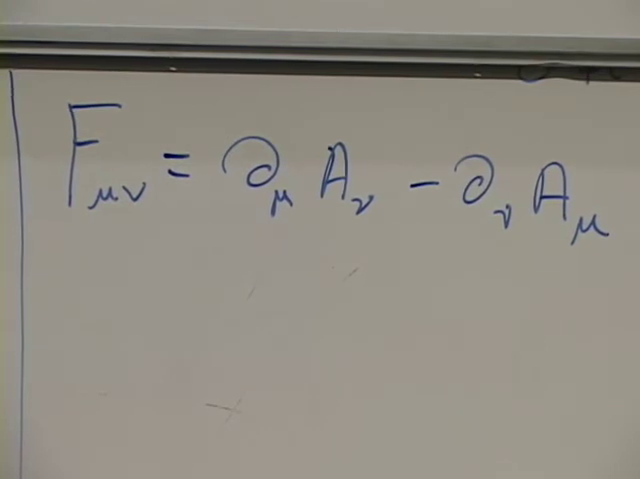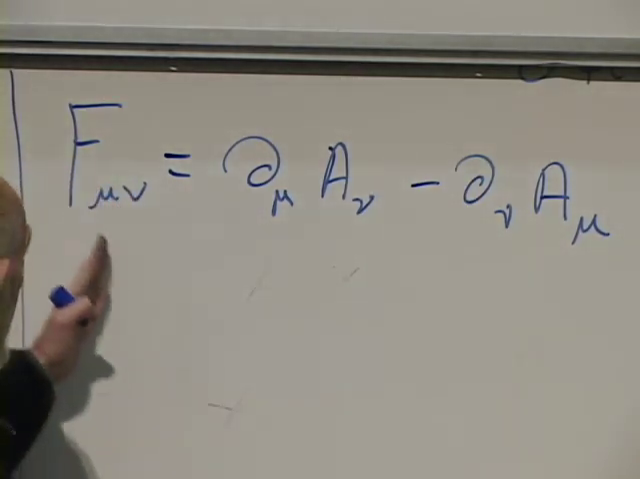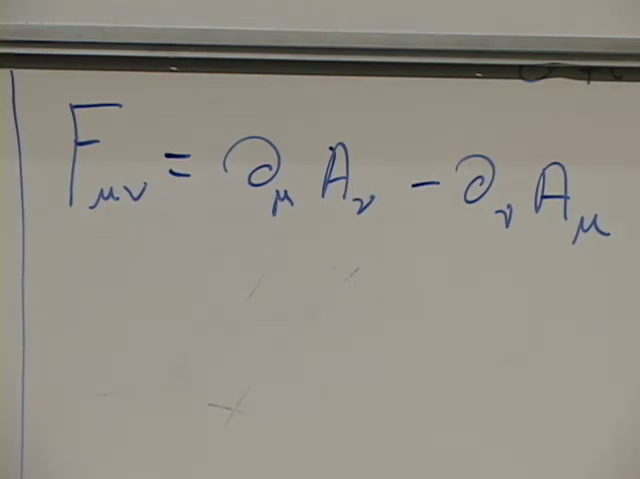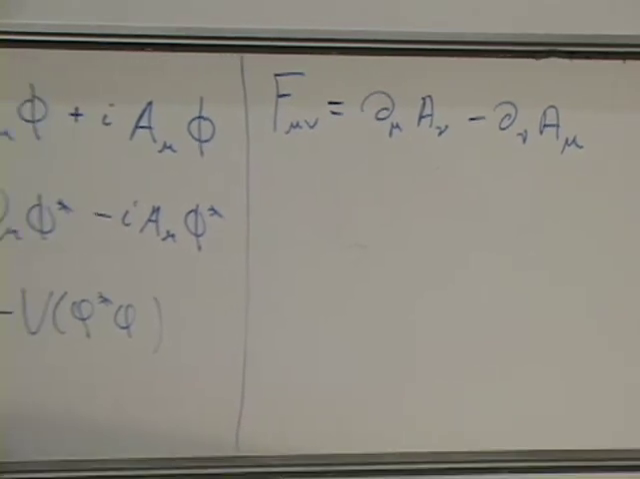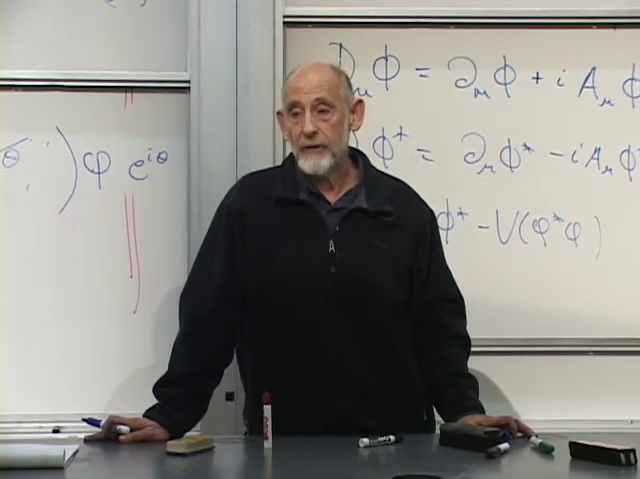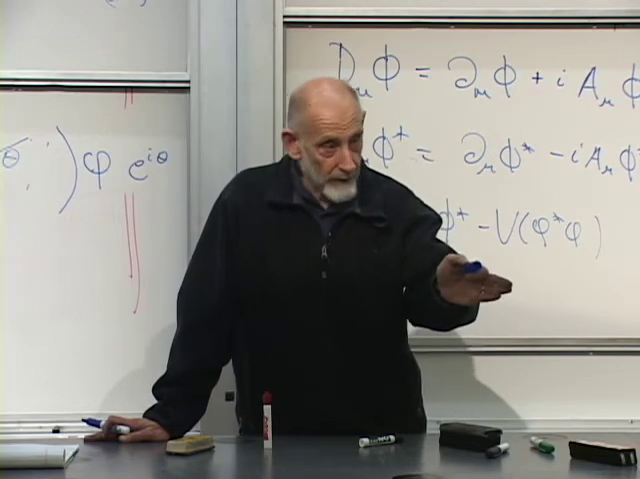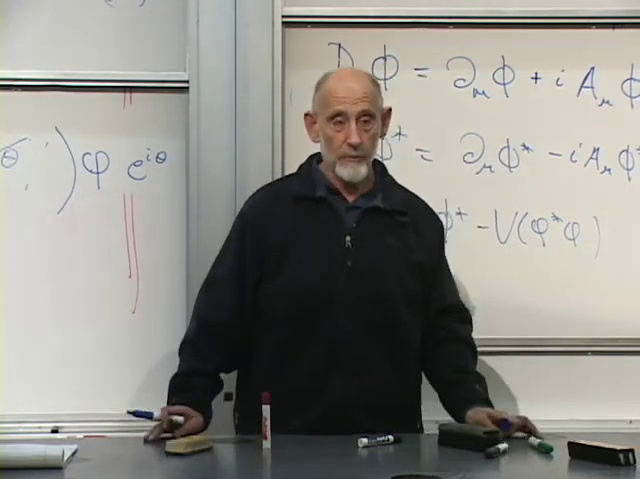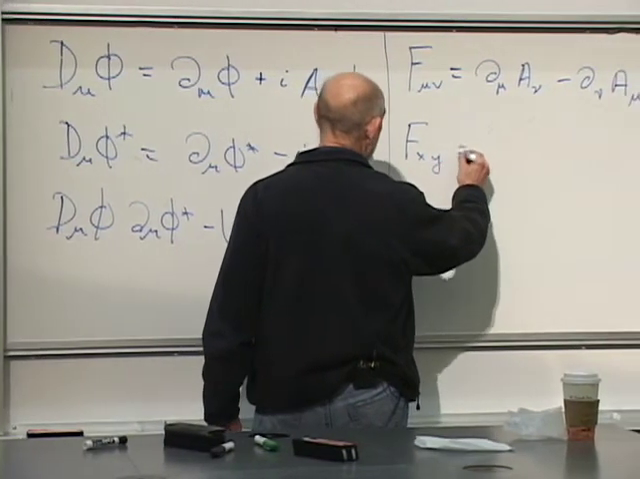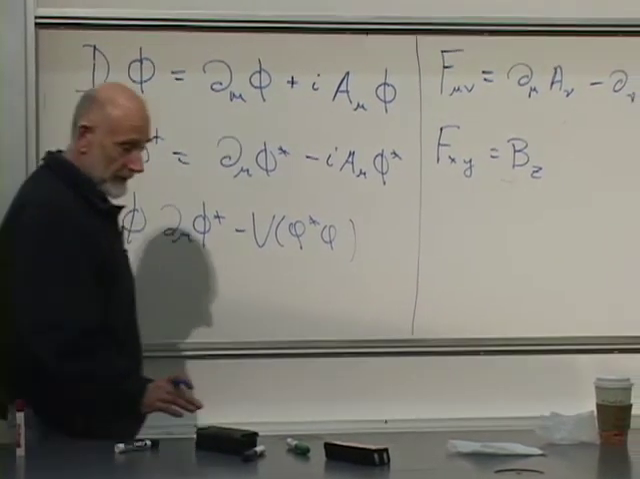The diagonal components are zero. F00 is zero. Why is that? Because it's d0 A0 minus d0 A0, which is zero. All of the diagonal elements are zero. It's antisymmetric on the mu nu interchange. And its components with one space and one time, what are they? The component of F mu nu with one space and one time is the electric field. It has one space component, and that determines the direction of the electric field. And what about the terms with space-space components? The magnetic field. For example, Fxy is equal to Bz, where B is the magnetic field, and so forth, and cycle it through. So this is the electromagnetic field tensor.